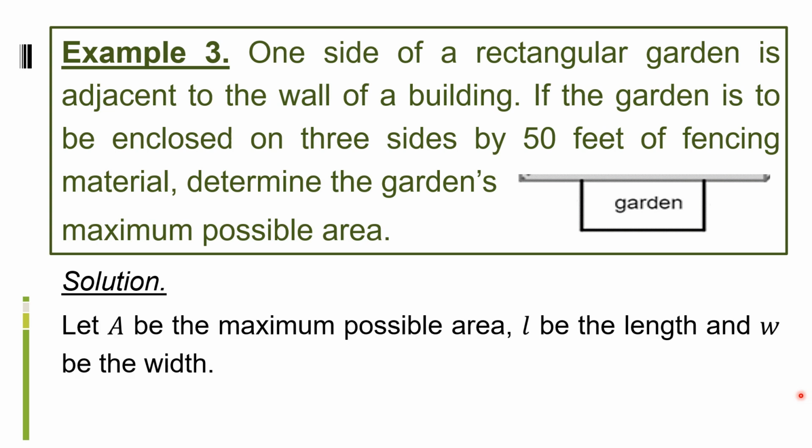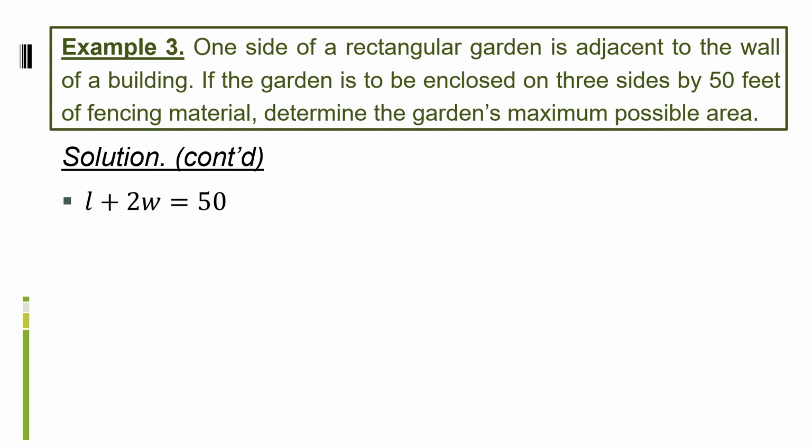So, for our solution, we let A be the maximum possible area, L be the length, and W be the width. So, in this case, ito yung length natin. Tapos, we have W's here. So, L plus 2W is equal to 50. So, since we know that L plus 2W is equal to 50, finding L in terms of W, we have L equals 50 minus 2W. Nilipat lang natin yung 2W sa kabila.